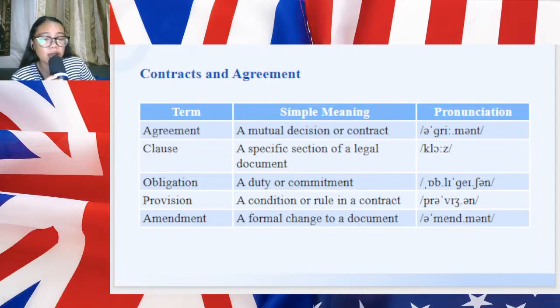So provisions can cover a wide range of topics such as payment schedules, warranties, delivery methods, confidentiality requirements, and many, many more. Like the dispute resolution process, that's also another one. So, of course, you can try to use this when discussing the detailed terms that govern a particular aspect of a transaction or legal framework, like the examples I mentioned earlier, or when you just refer to a particular condition or rule stated within a legal document, you can use this word.